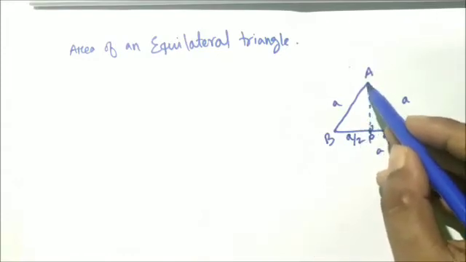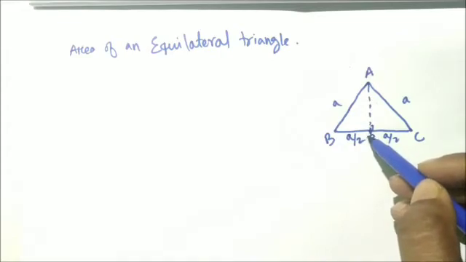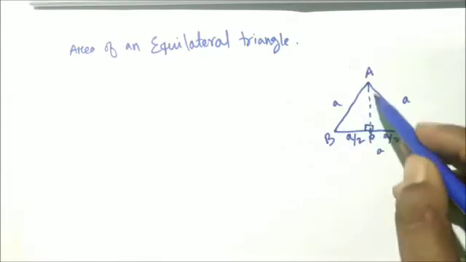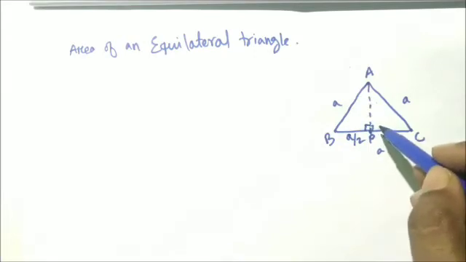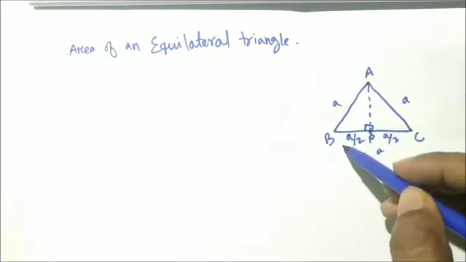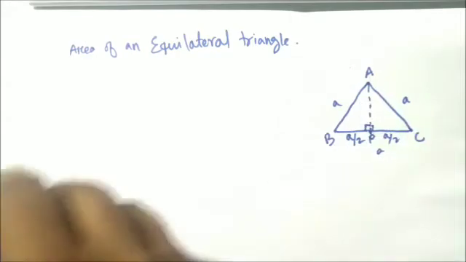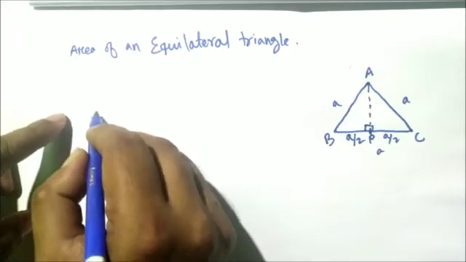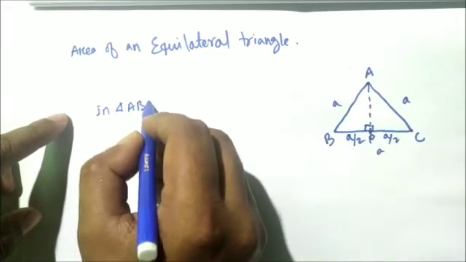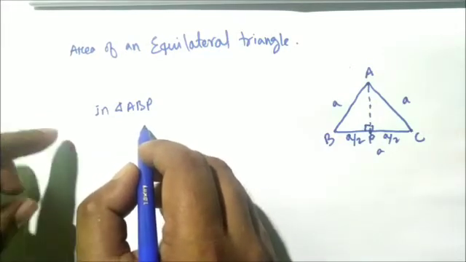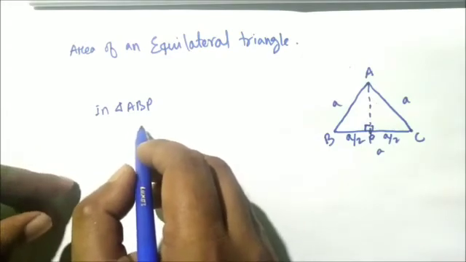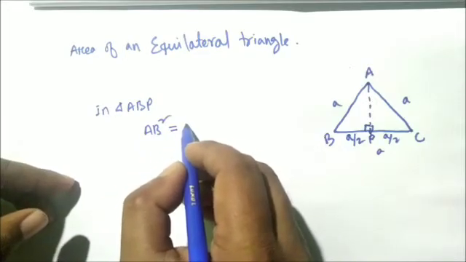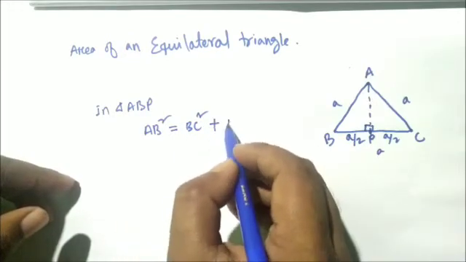Now we know this side, that is a, and this a by 2, and it is a right triangle, APB. Now AP is the height, AB is the hypotenuse, and BP is the base in this small triangle. Now you just try to find out AP by using the Pythagoras theorem. In triangle ABP, if we apply the Pythagoras theorem, the hypotenuse square, that is AB square, is equal to the base square plus AP square.